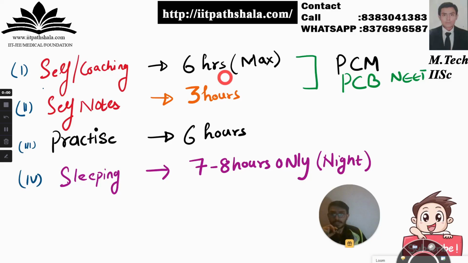Straight after this 6 hours, you can have a break also. Then you will be doing the self notes, the notes processing, the notes which you will be making for yourself, for your own good. You are dedicating 3 hours: 1 hour for physics, 1 hour for chemistry, 1 hour for maths, or 1 hour for biology. Then you will be giving straight 6 hours to the practice, 2 hours each for physics, chemistry, maths, or physics, chemistry, biology, as you like.